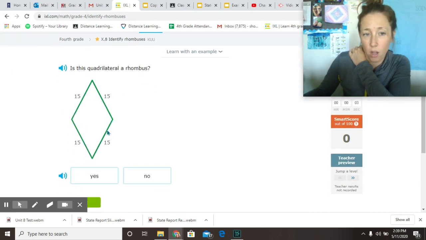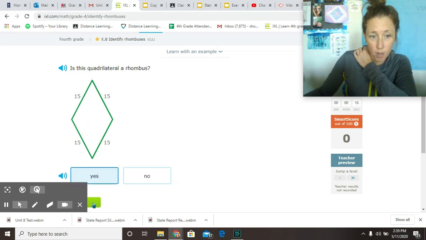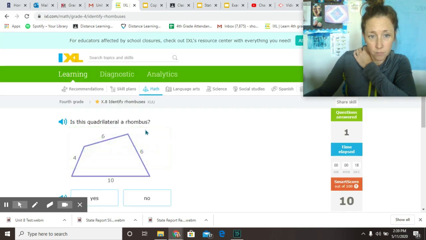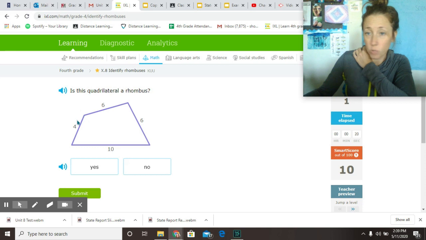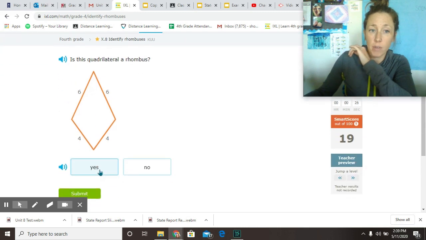So all the sides are the same length. They're all congruent. And it has 2 pairs of parallel sides. These aren't going to run into each other. Neither are these. So it is a rhombus. Is this one? No. I do not have 2 pairs of parallel sides here. So a diamond is a rhombus. A square is a rhombus.